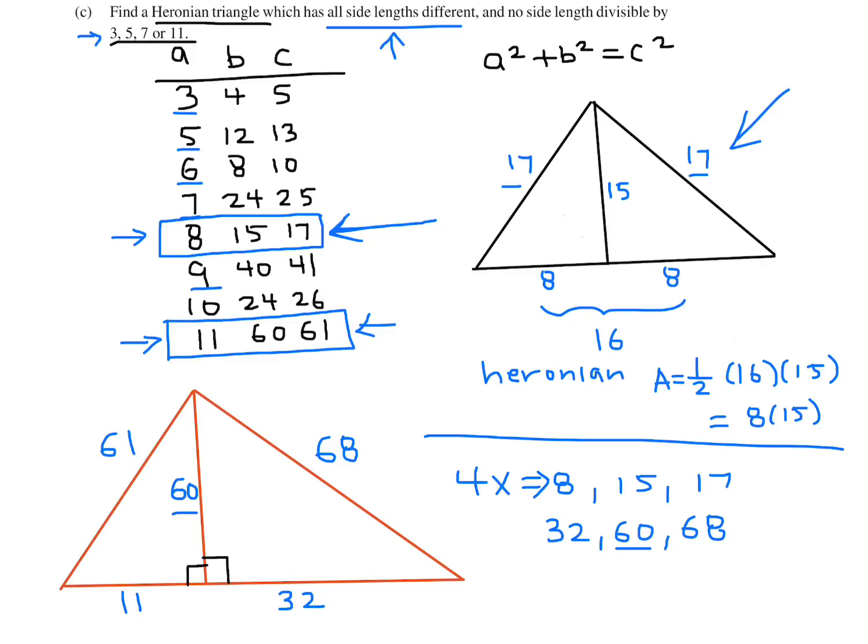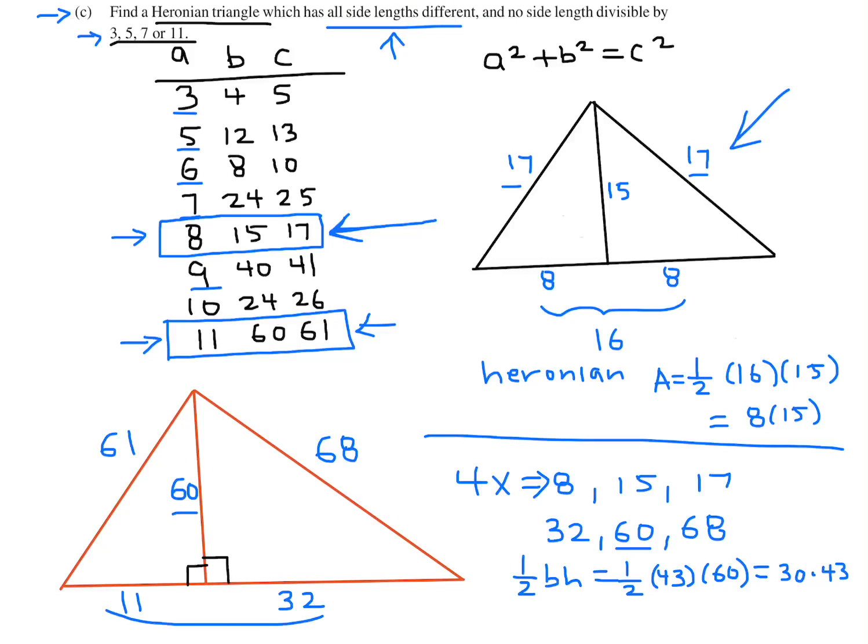Well, let's see. The area would be 1/2 base times height. 1/2 base is 43 times the height, which is 60. And this looks like 30 times 43. And that is definitely an integer. So those criteria are satisfied. This is indeed Heronian. Now let's go to the criteria of 10C in particular. Are all side lengths different? Right here. And the answer is yes.